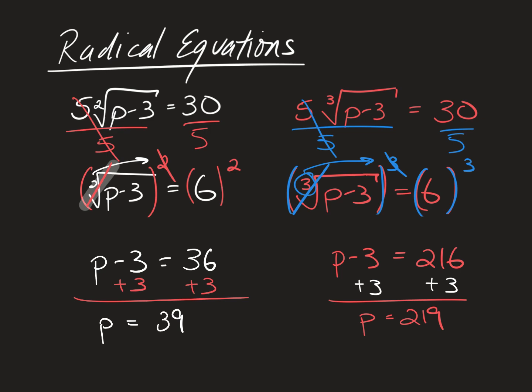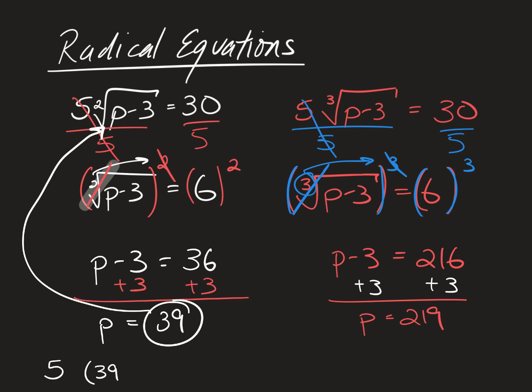The last thing that needs to happen here is you need to check to make sure the answer works. So what you do is you take your answer and you substitute it all the way back in here for P in the original equation. So you can write that down. That's 5 times the square root of 39 minus 3 equals 30. All right, so you can just do a visual check here. 39 minus 3 is 36. So inside the square root now is 36. The square root of 36 is 6. Is 5 times 6 equal to 30? Yeah, so this checks out.